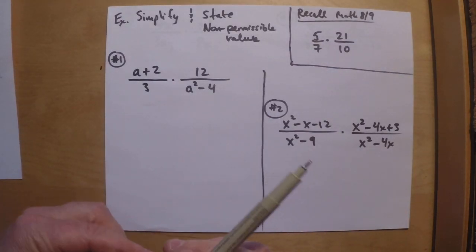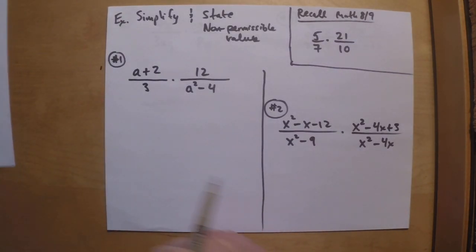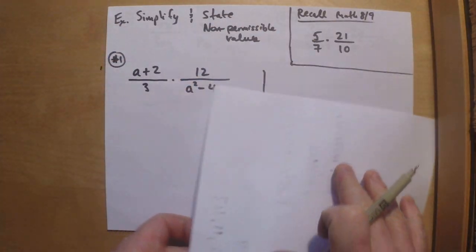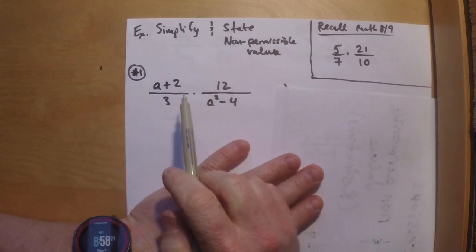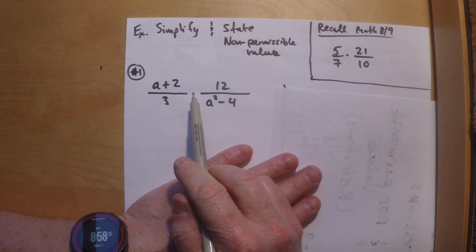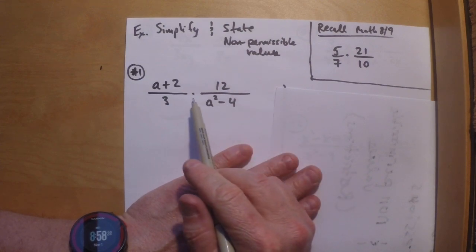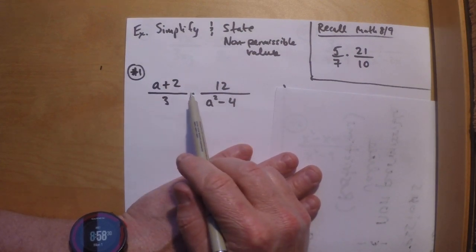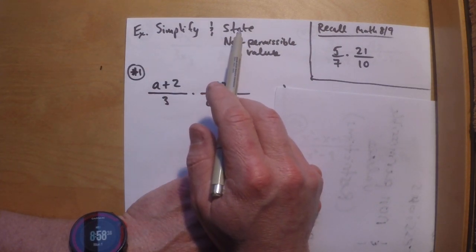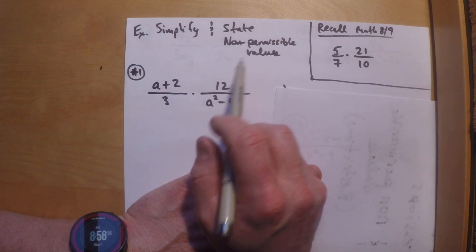All right, so next step is they're going to give you expressions like this. They're going to give you some kind of rational expression that's multiplying. We're going to look at dividing today too. So here you have a rational expression times another rational expression. They want you to simplify it, and then they always will ask you to state the non-permissible values.